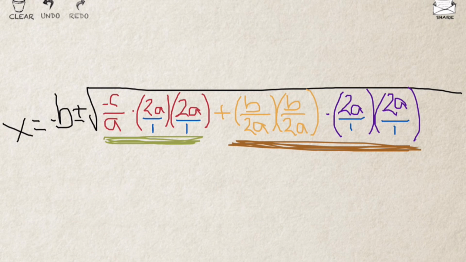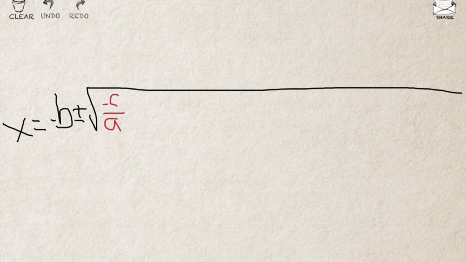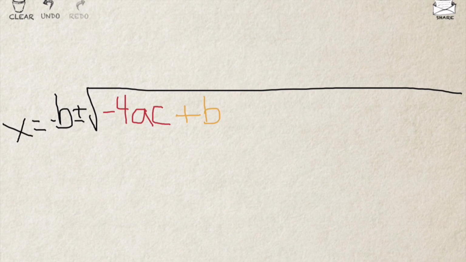Now that we're done, we can now take our two new factors and input them in our old equation. And there you have it, that's our general formula.